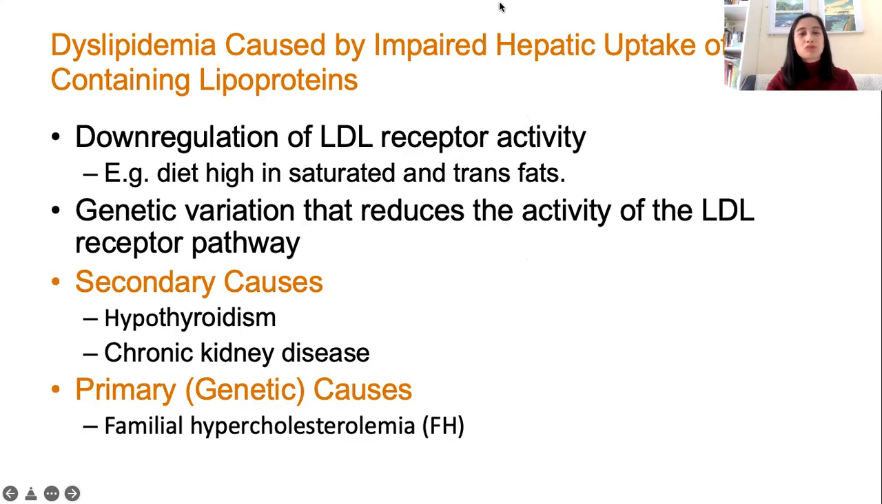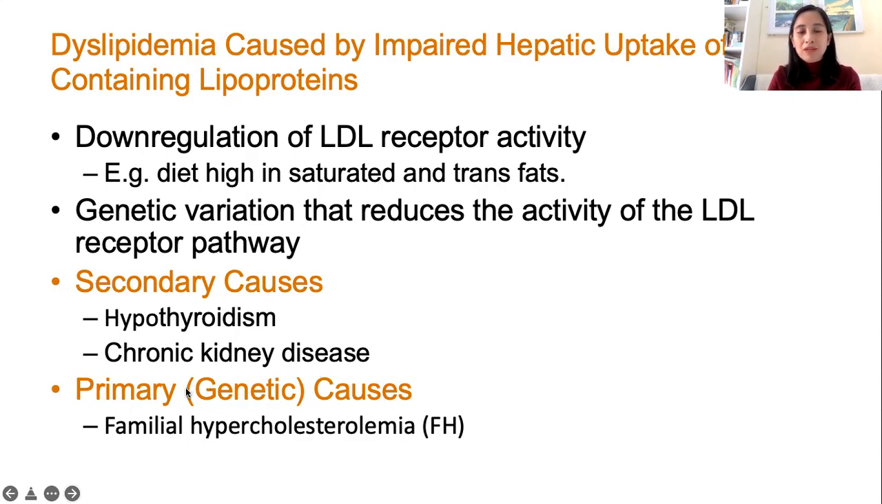And this is mostly due to downregulation of your LDL receptor activity, especially if you have a diet high in saturated and trans fats. There are also some genetic variations that reduce the activity of your LDL receptor pathways. The more common causes of this are your hypothyroidism and your chronic kidney disease. Now, remember, hypothyroidism will slow down the different metabolic activities in the body, and that includes your LDL receptor activity, as well as your CKD.